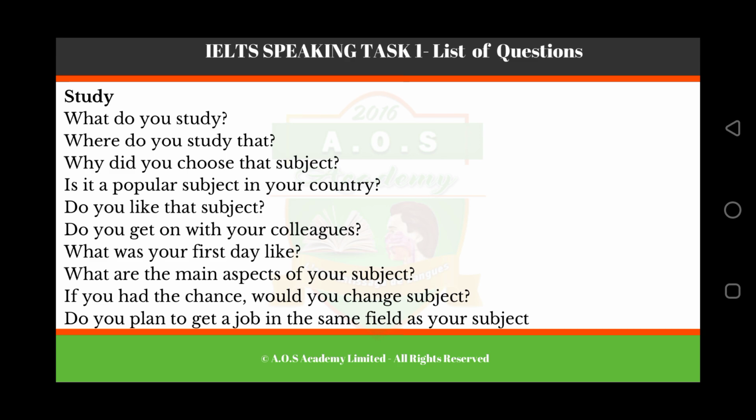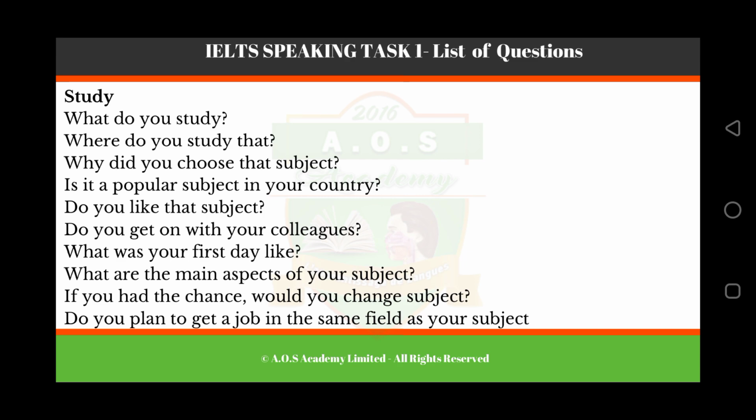What was your first day like? My first day was a bit nerve wracking but also exciting. I met a lot of new people and was introduced to the subject matter. It was a great start to my academic journey.